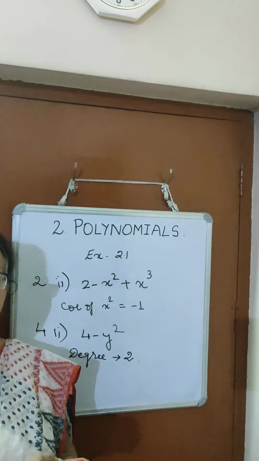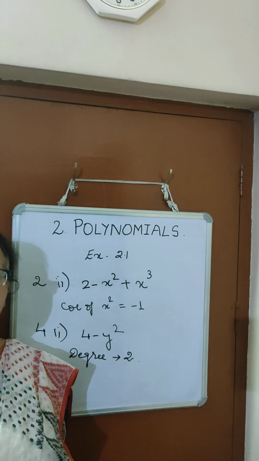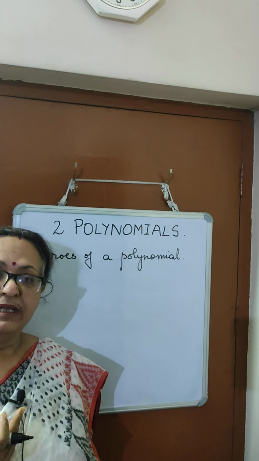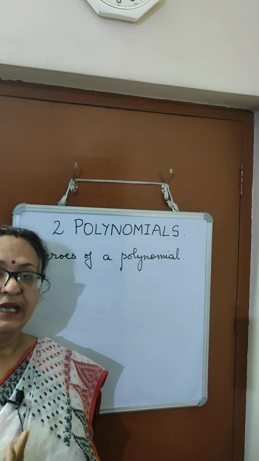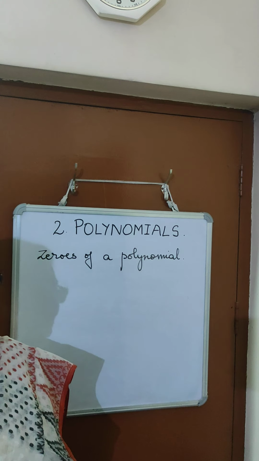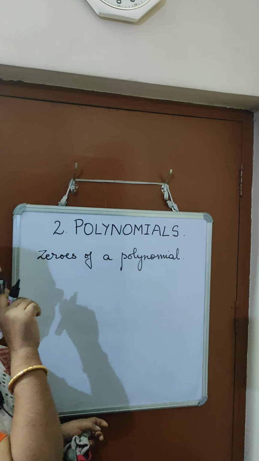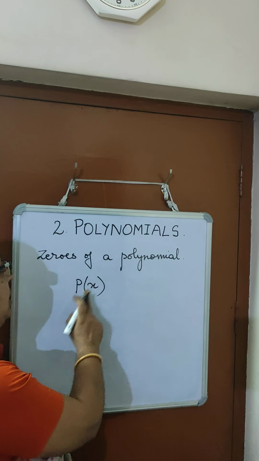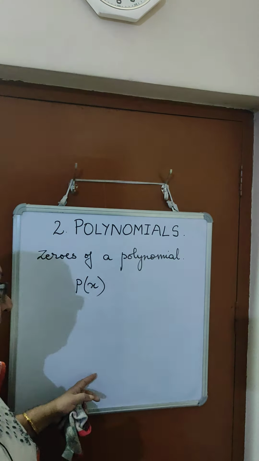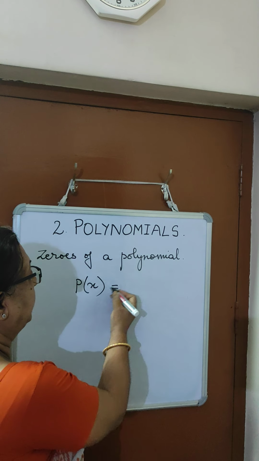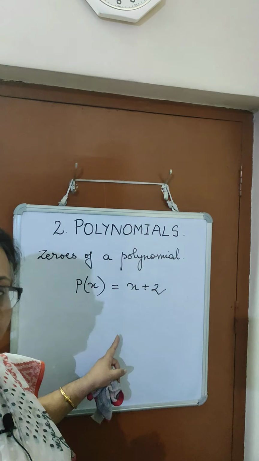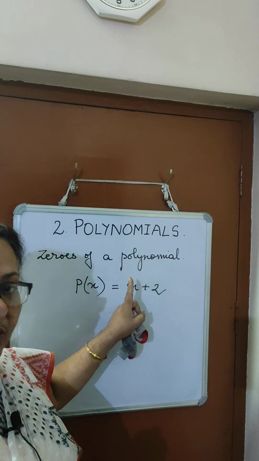Okay, come on. Next, move to a new topic, zeros of a polynomial. Okay, children, the next topic is zeros of a polynomial. Now, what do you mean by zeros of a polynomial? For example, suppose I take a polynomial. Polynomials are denoted this way, p(x). Suppose I take any polynomial. x plus 2 is a polynomial? Yes. Power of x is 1.